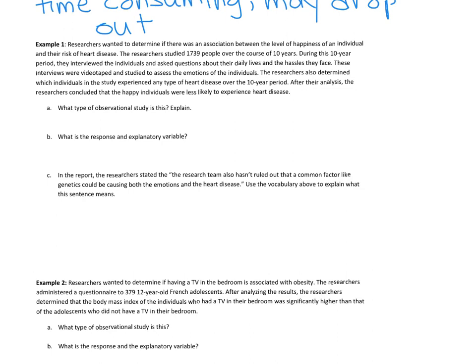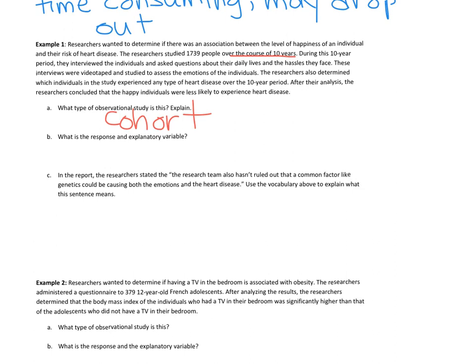Well, if they follow them around for 10 years, it has to be a cohort study. All right, they were studied over 10 years, so studied over the period of 10 years.